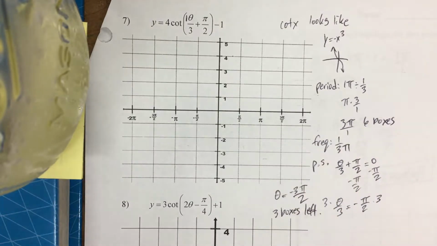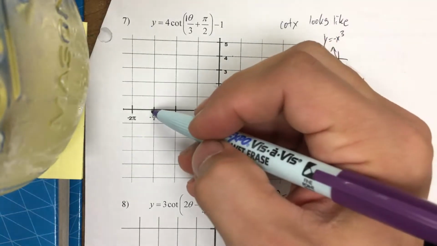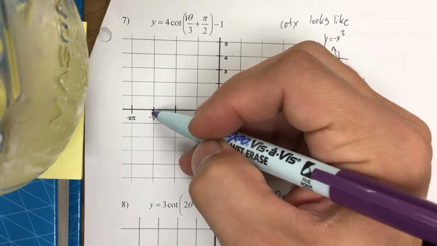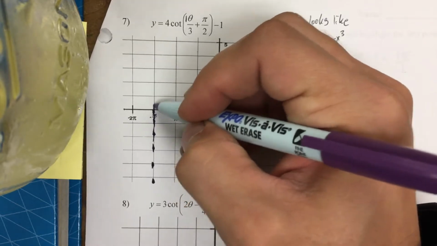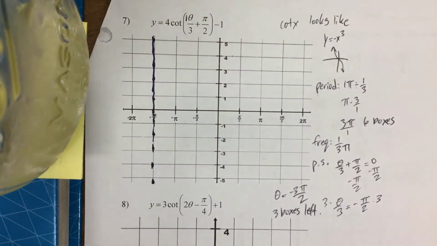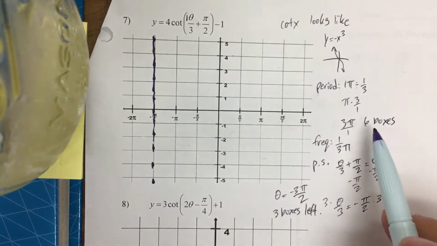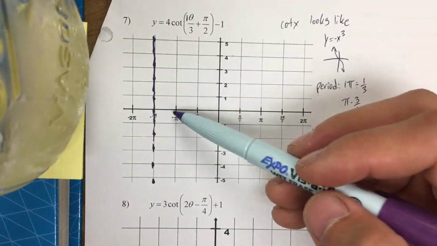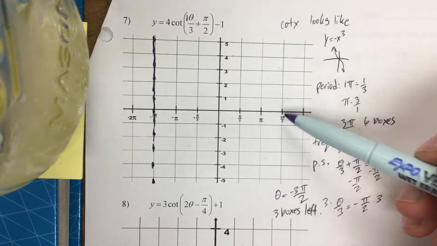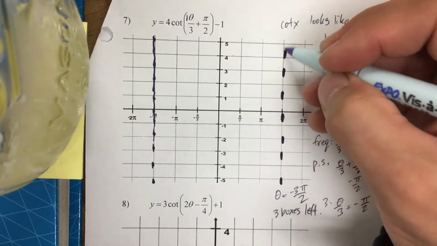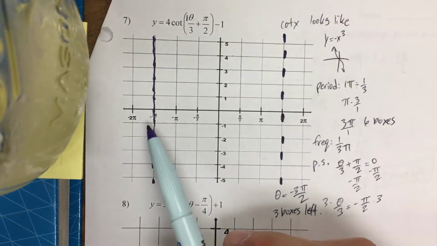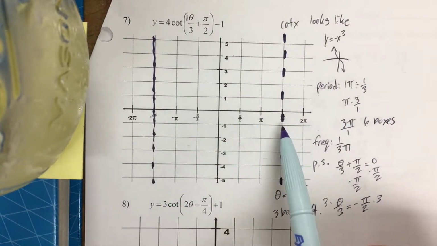Okay. So let's check that out. We'll start right here. Now remember, our starting point is not the midpoint, it's an asymptote. So I'll go ahead and do this right here. It's my left asymptote. I will go 6 boxes over, and I will have my right asymptote. So 1, 2, 3, 4, 5, 6. And when I go over 6 boxes, I'm just going over 3 pi. If you were to add 3 pi to negative 3 pi over 2, you would get positive 3 pi over 2.